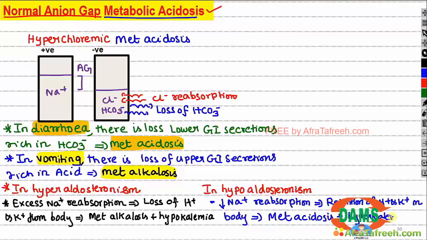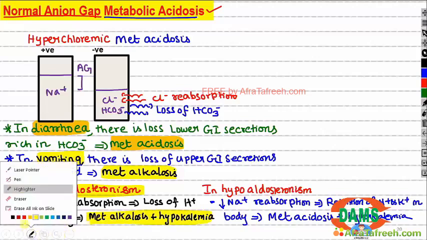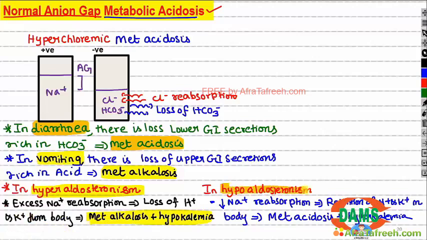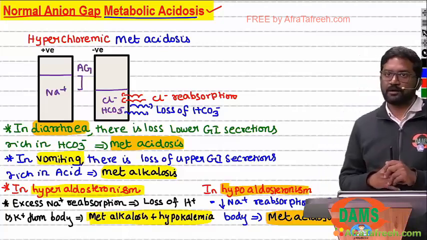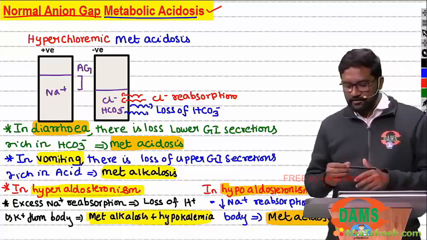So in very simple words, students, hyperaldosteronism will cause metabolic alkalosis, hypokalemia, whereas hypoaldosteronism is responsible for metabolic acidosis, hyperkalemia. Now you should get a valid doubt. Why is loss of H plus metabolic alkalosis, and gain in H plus metabolic acidosis? It is very simple.